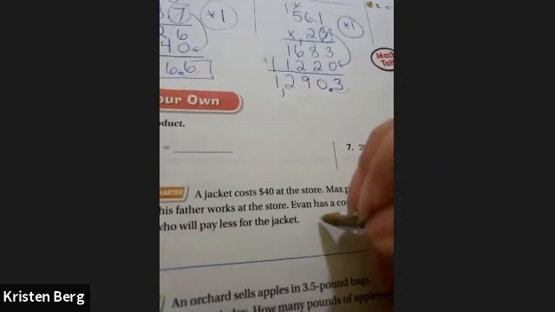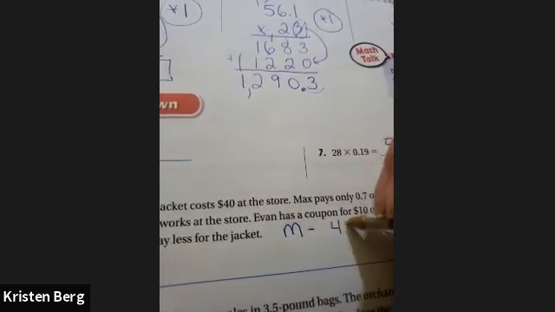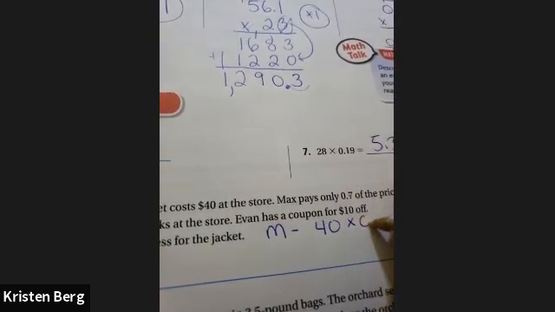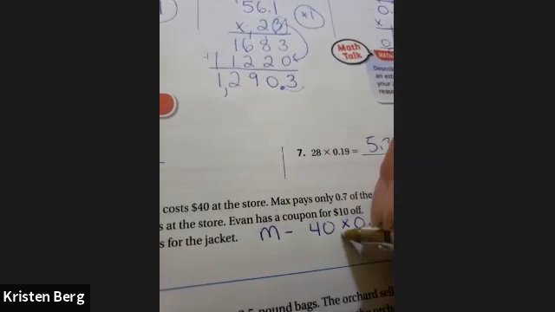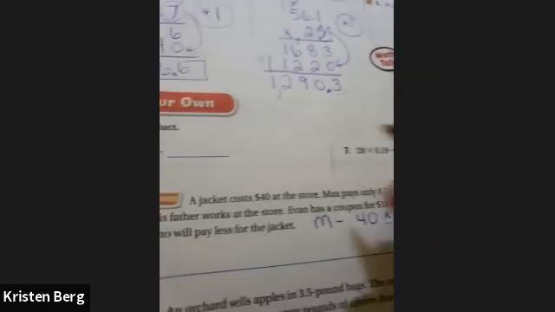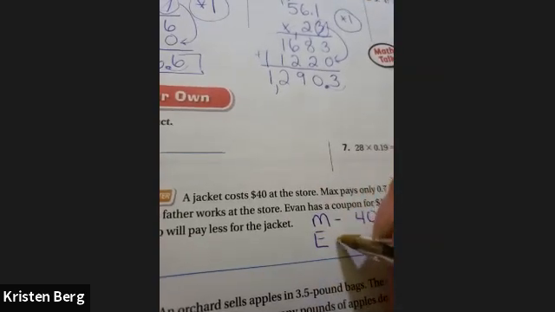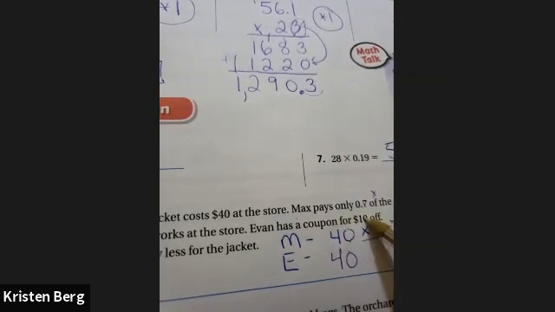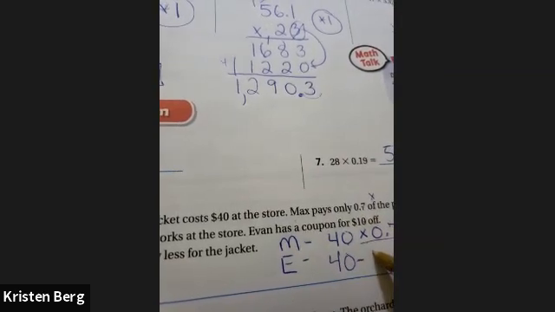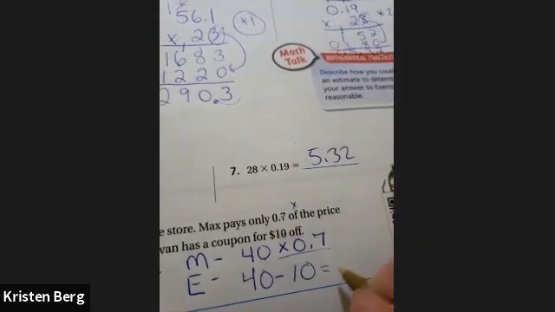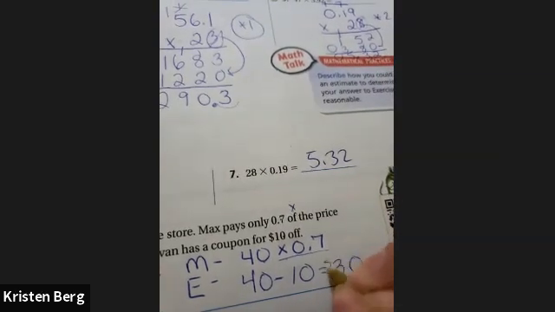All right, so we have Max. Remember, it is the price of the jacket. He only pays 7/10 of the jacket. 7/10 of, remember, of means multiply, of the jacket. And then Evan would just take that jacket's price, and then he has a $10 coupon. So that means he would get $10 off. So what is 40 minus 10? That would be $30 that he would pay.